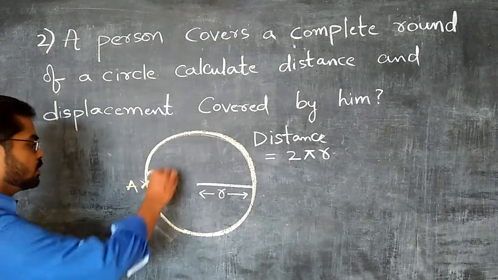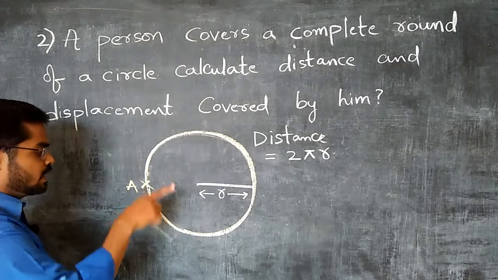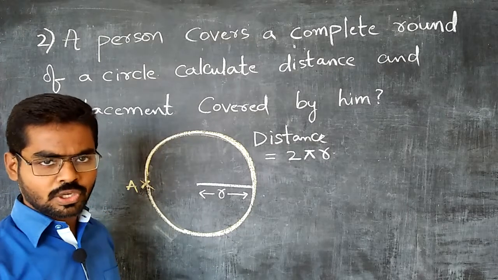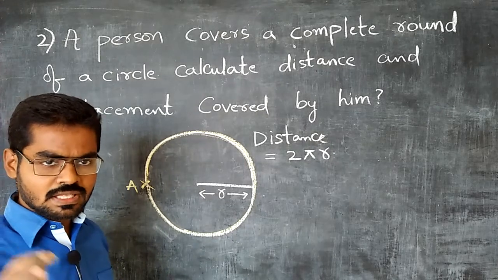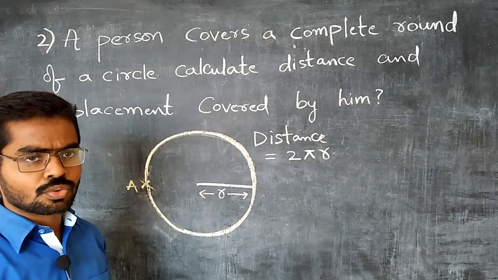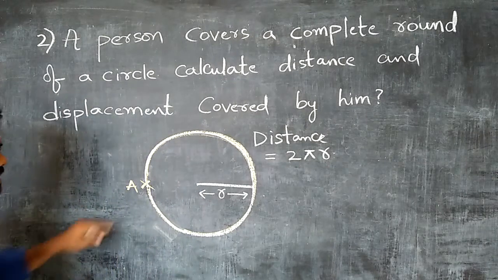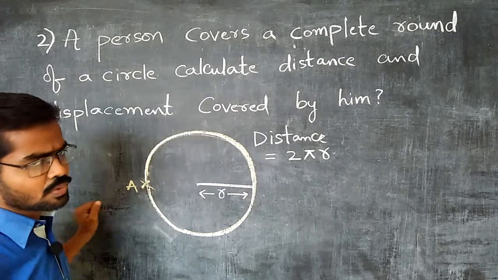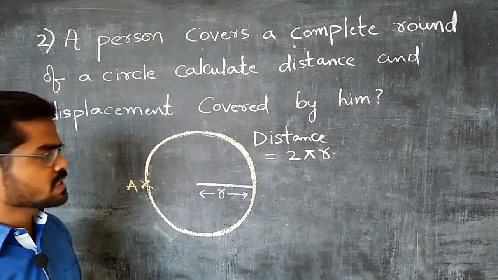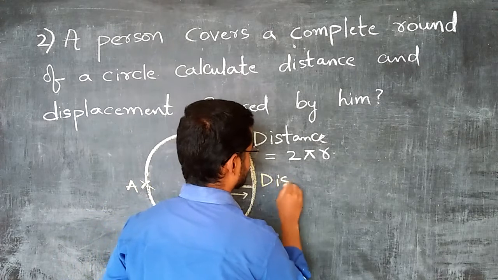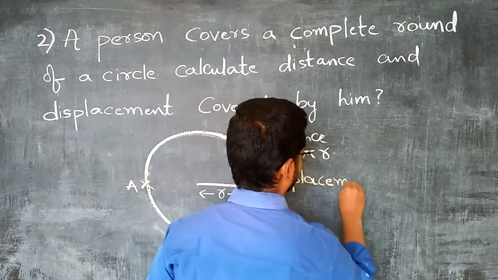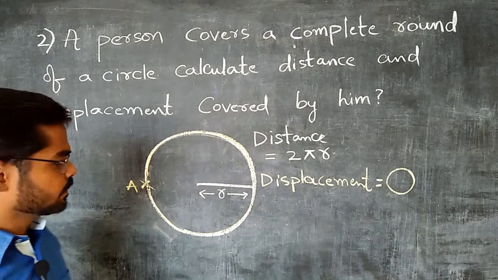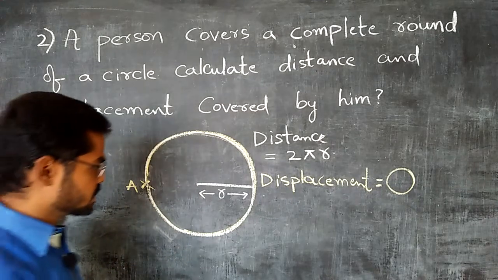What is displacement? Zero. Why? Because the person is starting from A and is coming back to the same point A. Starting point and ending point are the same. Initial point and final point are the same, so the displacement is 0. Whenever initial point and final point are the same, displacement is 0. He is starting from here and again returning to the same point. What is the displacement? Displacement is equal to 0. Reason: starting point and the end point are the same.